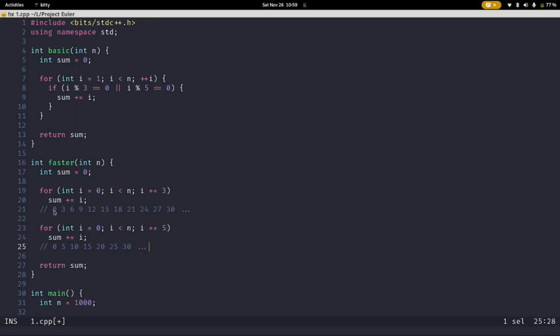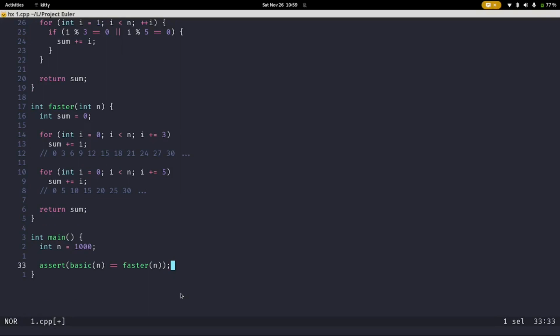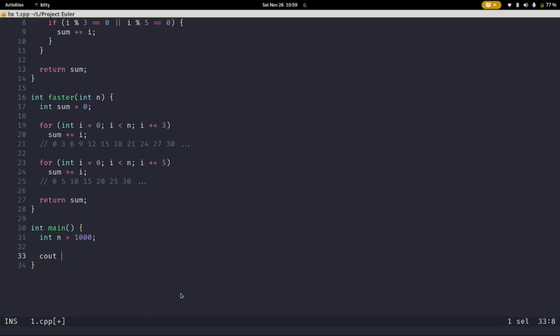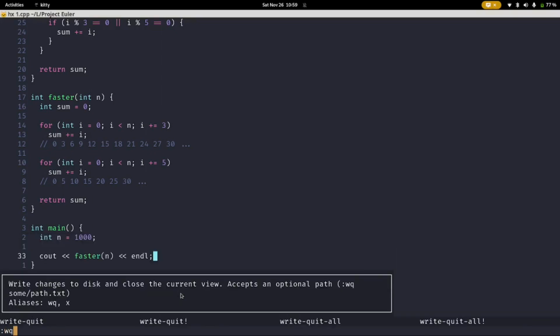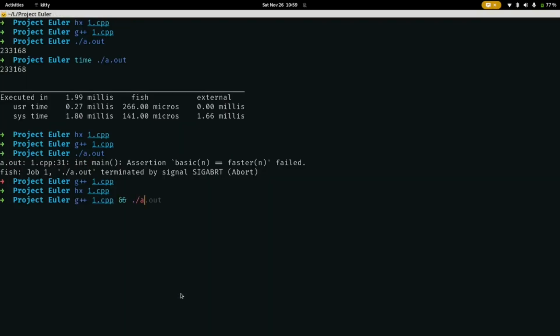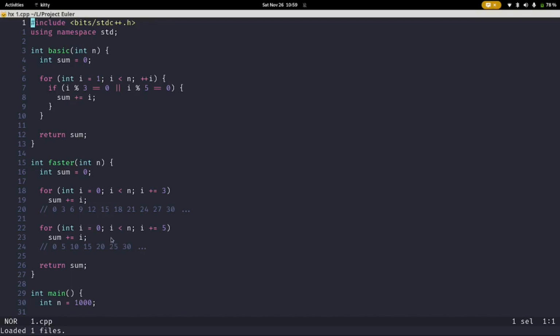So the problem here is that the multiples of 3 contain numbers like 15 and 30, and the multiples of 5 also contain numbers like 15 and 30. So if we, instead of checking for this assertion, just see what we're getting, we'll see that we get 266333, which is higher than the number we got previously, 233168, which means we are adding something more that we should not be adding.